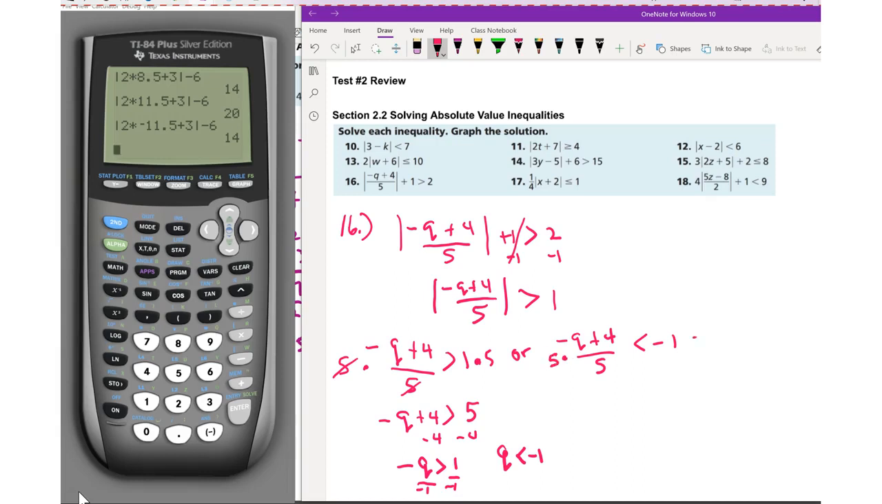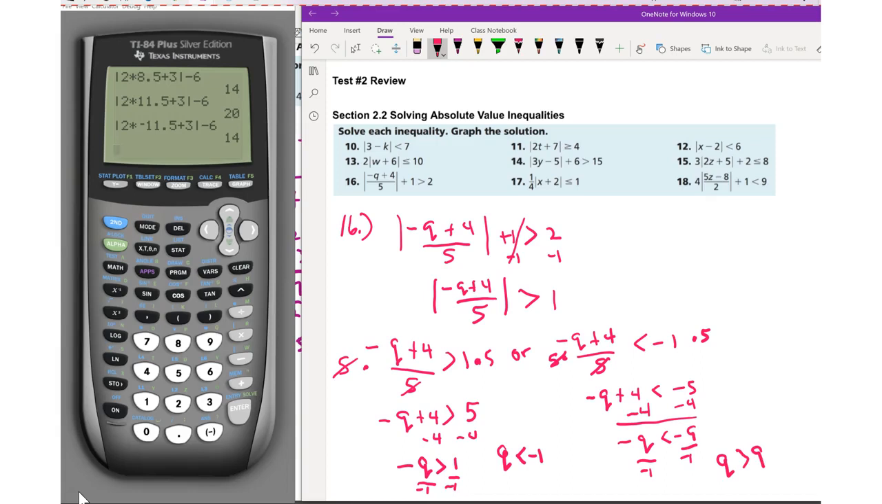Okay? And you're going to do the same process on the other inequality. Times 5, the 5 divided by 5 is 1. So you have negative q plus 4 less than negative 1 times 5 is negative 5. You subtract 4 from both sides. So you have negative q is less than negative 9, but when you divide by a negative, the inequality is going to change. So instead of less than, it's greater than 9.